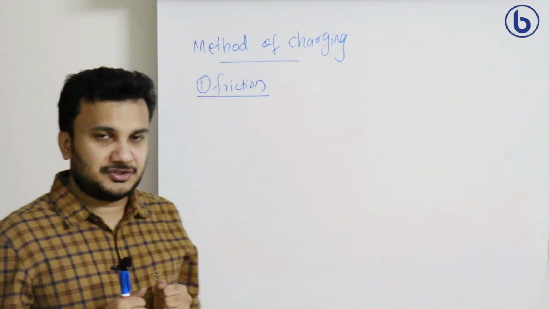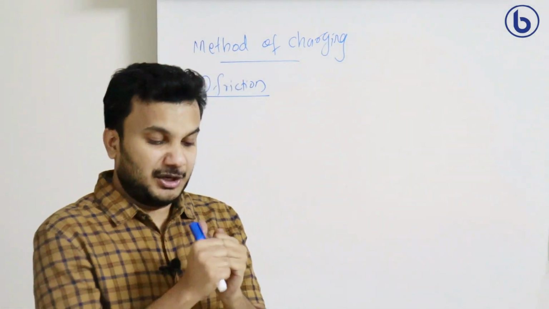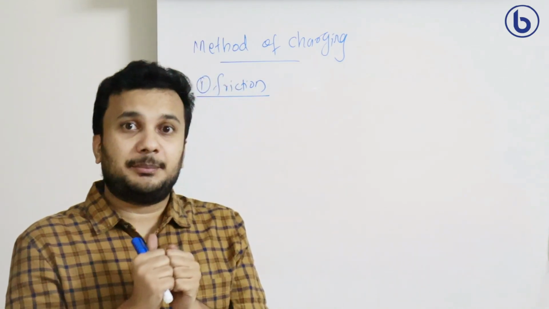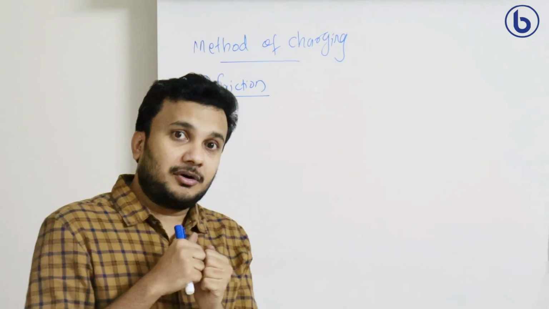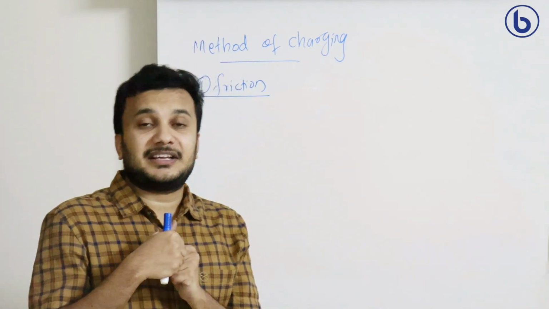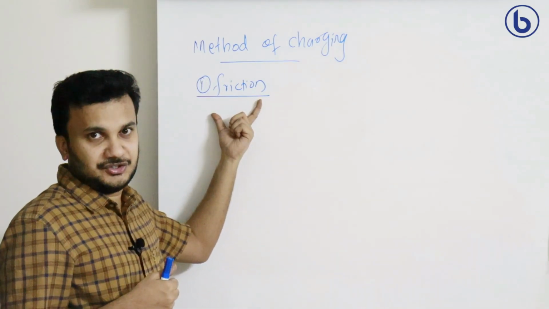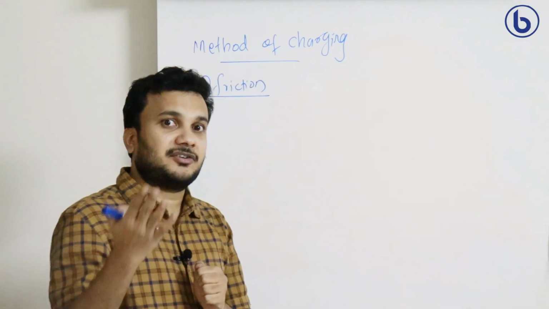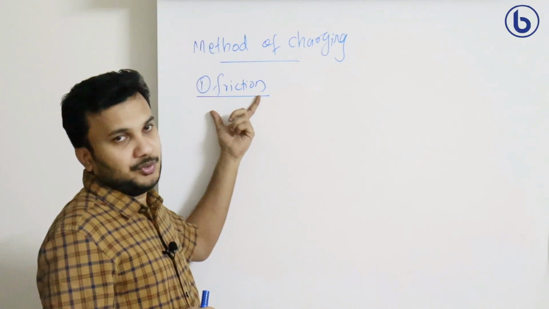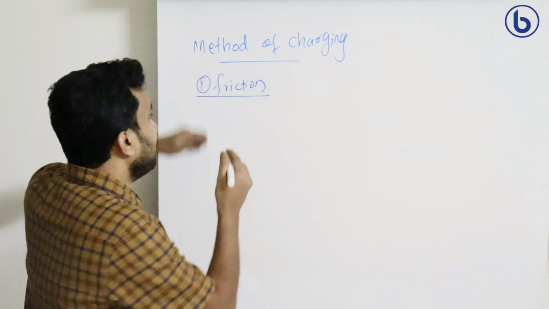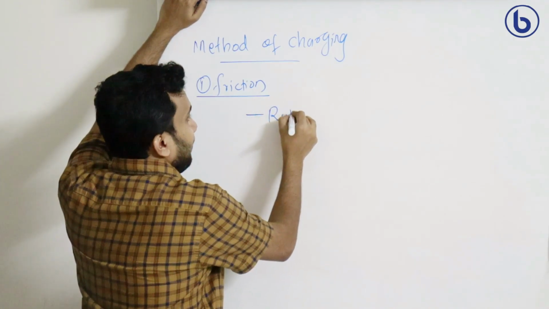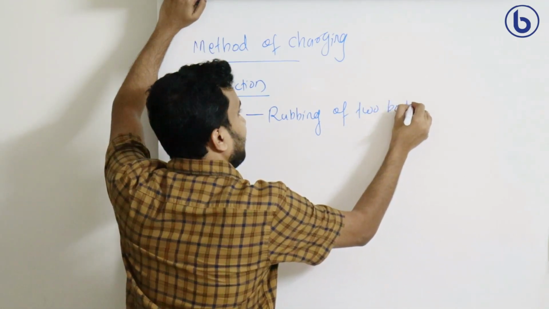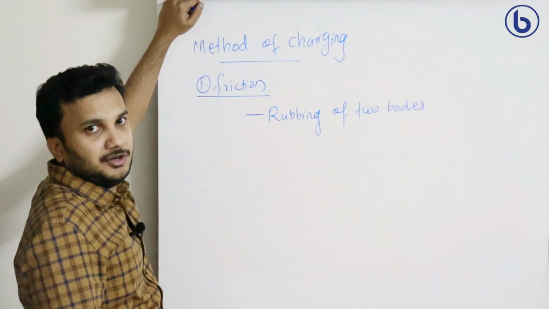What does friction mean? You can consider an example: you are rubbing two materials against each other. If you are rubbing two materials, the charges developed on one body get transferred to the next body. That is called friction. Charges are generated due to the rubbing between the two bodies, and the charges get transferred from one body into another body. So in short, I'll just note down: rubbing of two bodies will create charges, which will transfer from one body to another body.